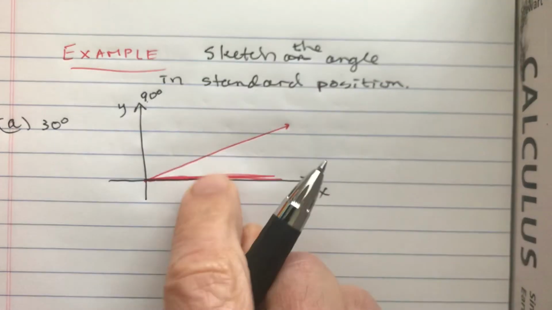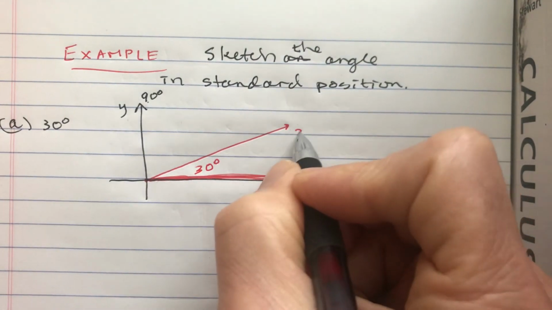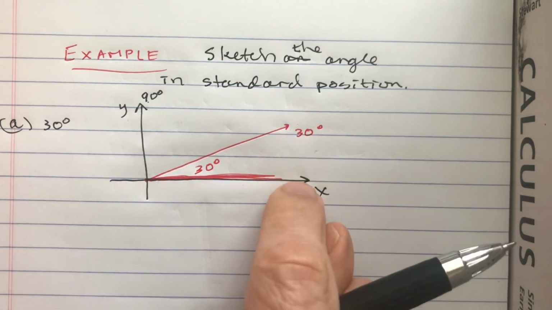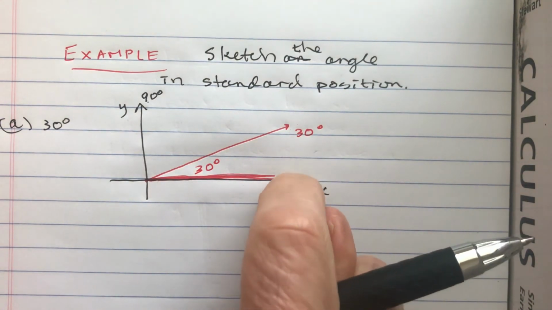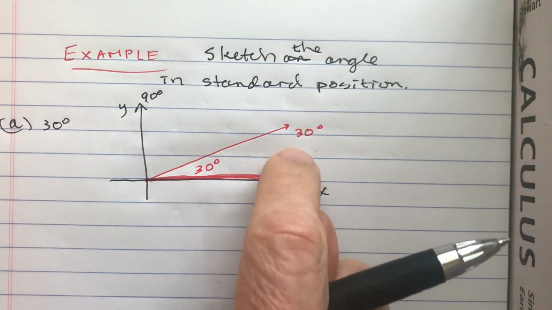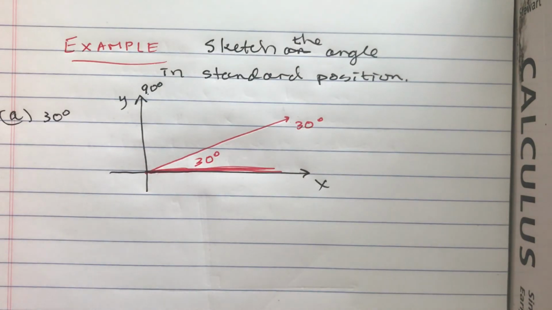It's not so clear to me where I'm supposed to put the 30. I'll put it down here. But you might want to put it up here, because the angle is 30 degrees, and this 30 up here is indicating this positive angle, the fact that I'm looking at the rotation, which is counterclockwise.